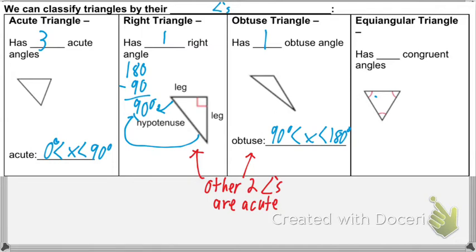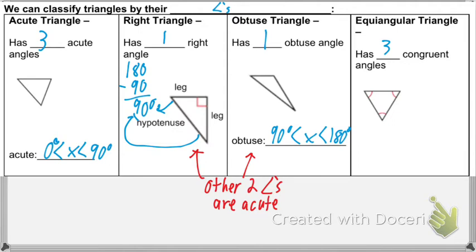All right, and then last but not least, we have the equiangular, okay? Equal, we say that word again. What did we say equal kind of looked like? Equal, okay. Angular, what do we think that talks about? Angles, okay? So this time we're going to say a triangle with equal angles. So this triangle will have 3 congruent angles. And we can see this even being marked here by these arcs, that these are all 3 congruent to each other.